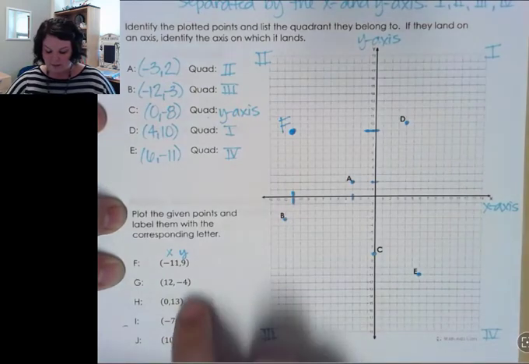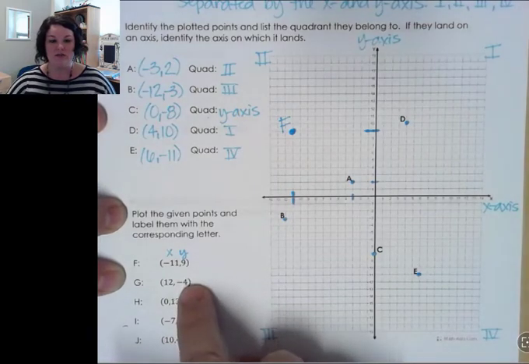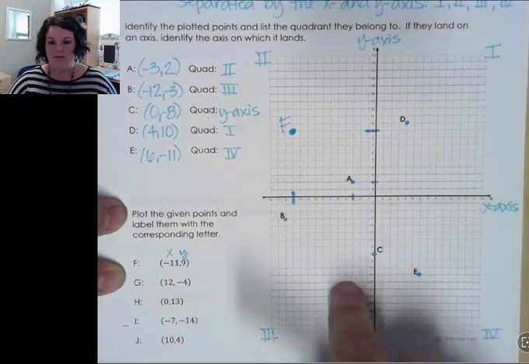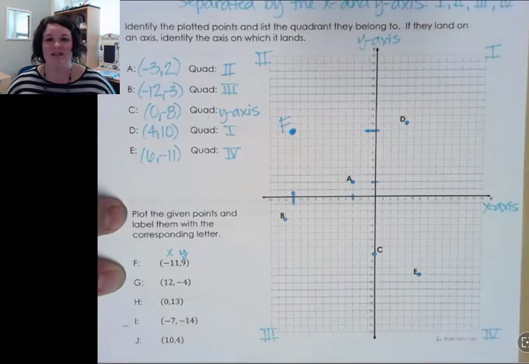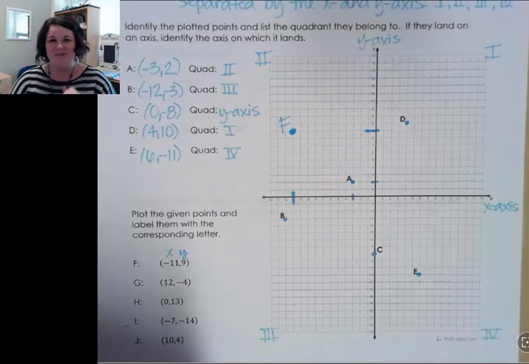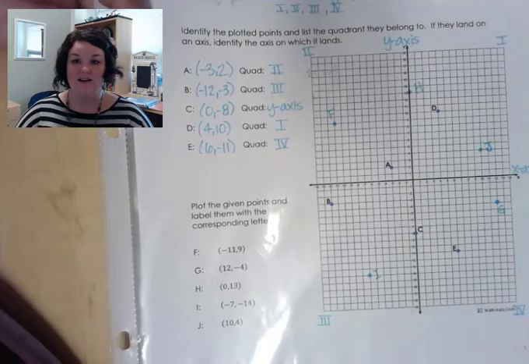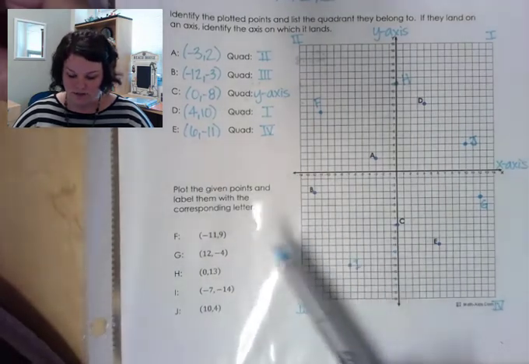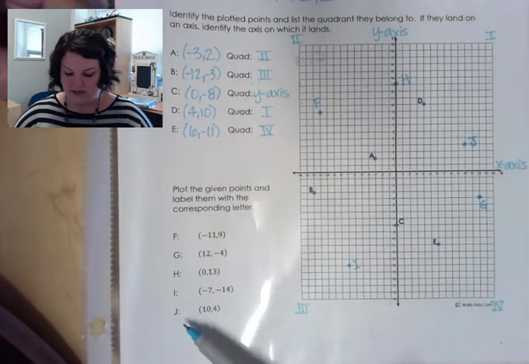Okay, so that's what I want y'all to do for G through J. Go ahead and take that ordered pair, plot it up here, and then just label it with the letter that's next to it. Okay, so go ahead and pause the video, and then whenever you're ready to check yourself, go ahead and play it again. All right, so here are the worked out answers for G, H, I, and J.